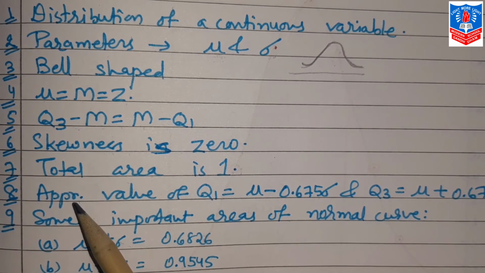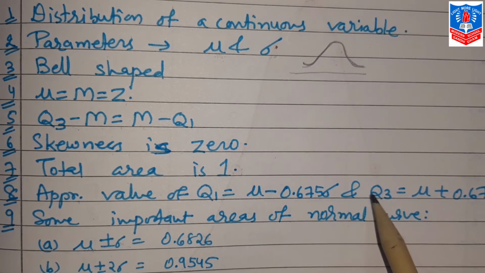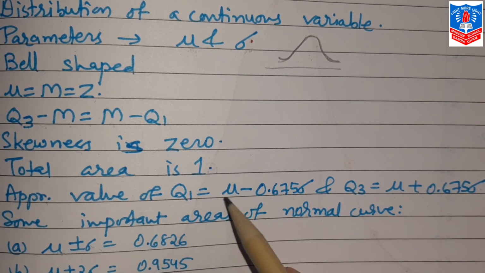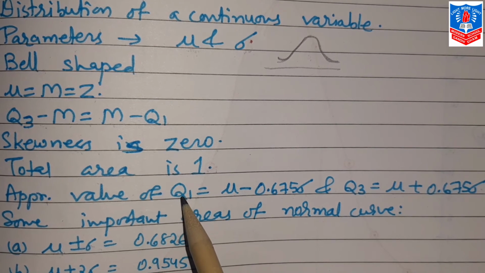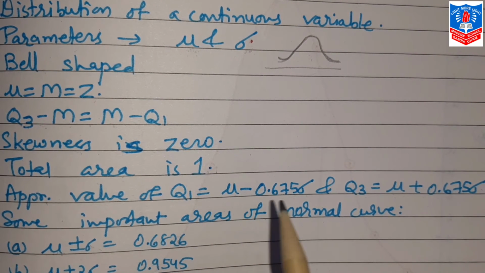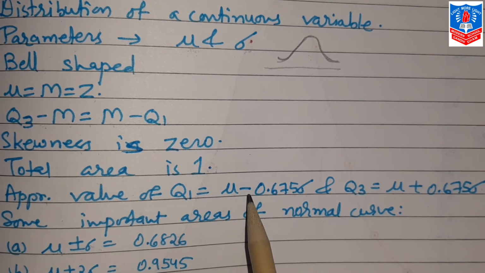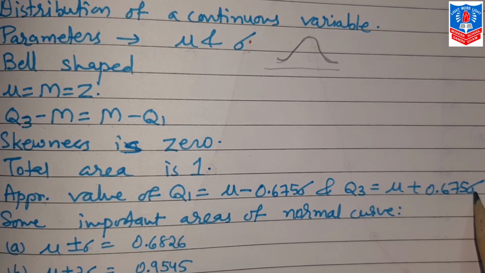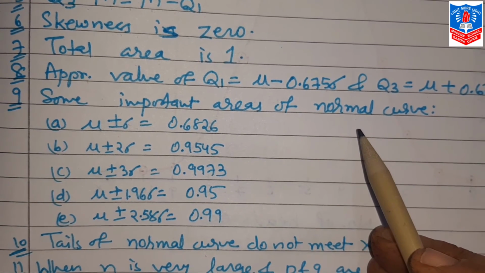8th characteristic: the approximate value of Q1 is mu minus 0.675 rho, and Q3 is mu plus 0.675 rho. Now remember this also, because in standard normal distribution also one of the characteristics was this, but their values were Q1 equal to minus 0.675 and Q3 plus 0.675. Here this is an approximate value, but it is mu minus 0.675 rho and Q3 is mu plus 0.675 rho.